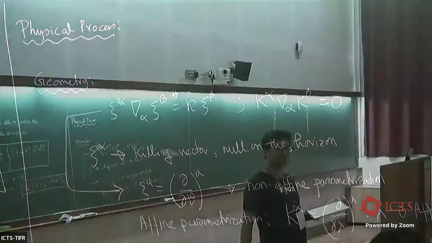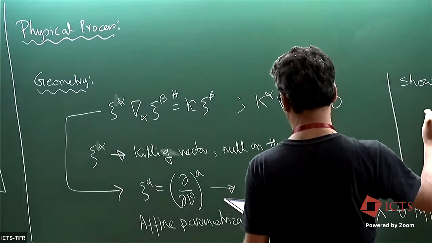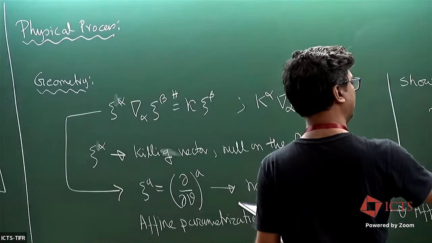Show that this is a first order differential equation solution. You will have lambda equal to kappa inverse e to the power kappa V. It's clear. You will be able to show that these two parameterizations are related by this equation.